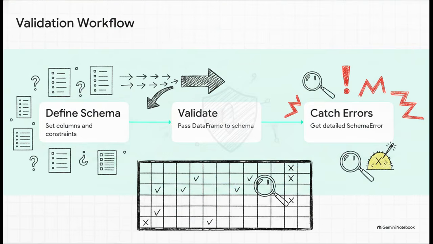Here is how this actually works in practice. First, you define the schema. Second, you pass your data frame right through schema.validate. And third, you catch the errors. But here is the magic. Pandera doesn't just throw a generic, unhelpful failure. It raises a highly detailed schema error that pinpoints the exact needle in the haystack. You see exactly which specific row failed among those millions, and precisely why it failed.